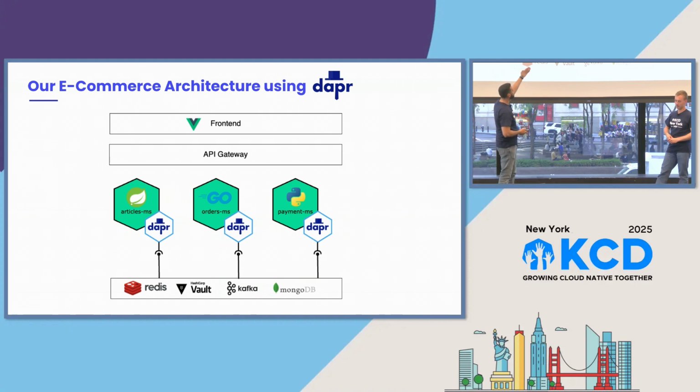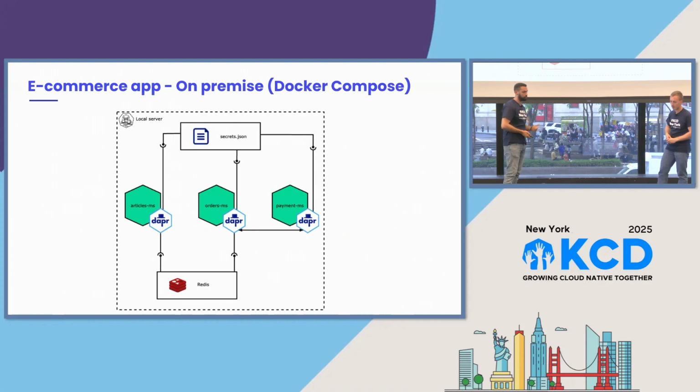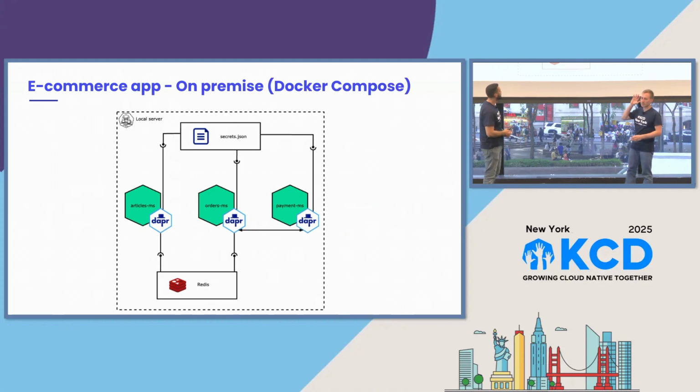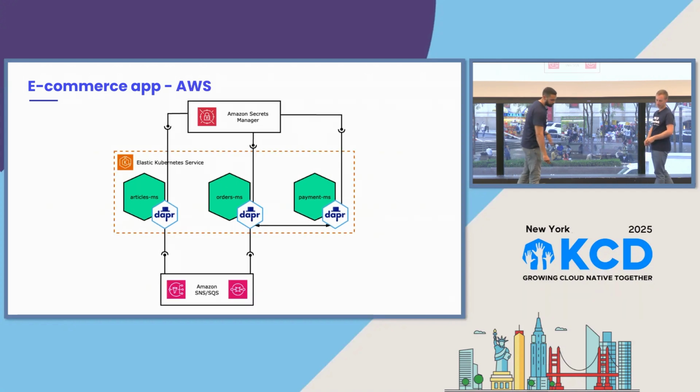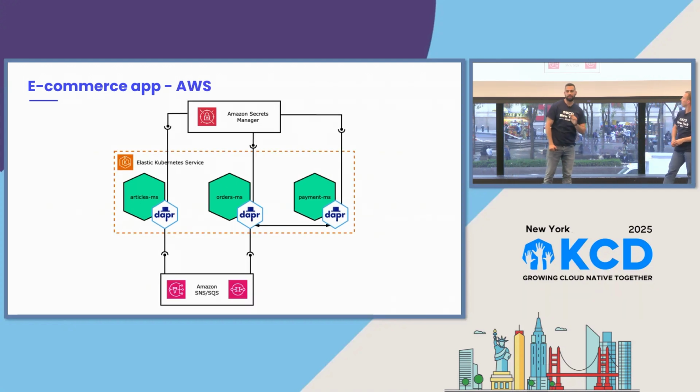So we are going to deploy this application, starting off with on-premises. We'll start by deploying our microservices on-premises using Docker Compose. In a traditional way, each microservice will need to have the specific libraries to connect to Redis, to connect to external services. With Dapr, the microservice is only communicating with Dapr.